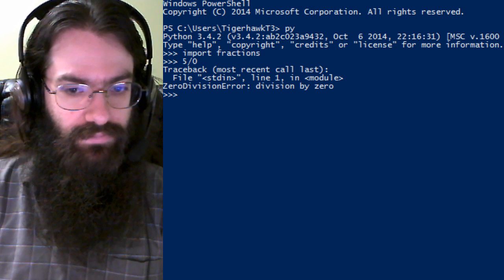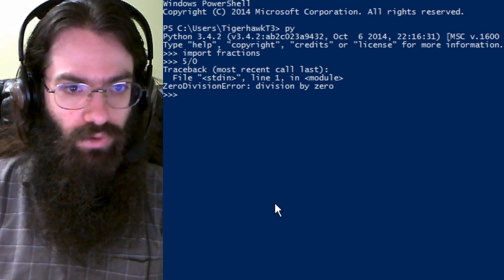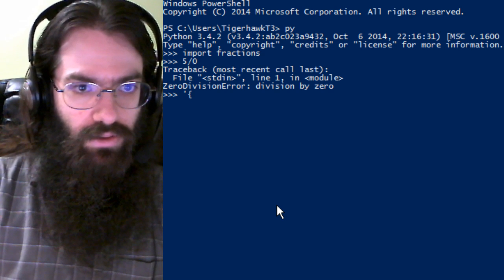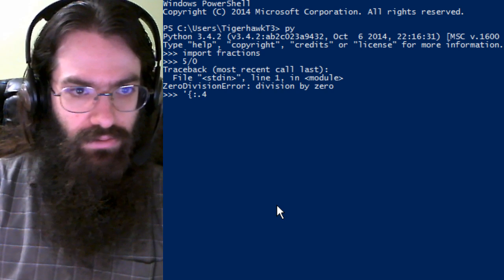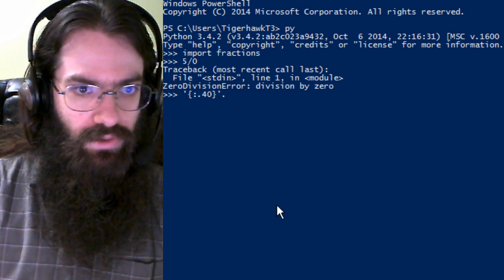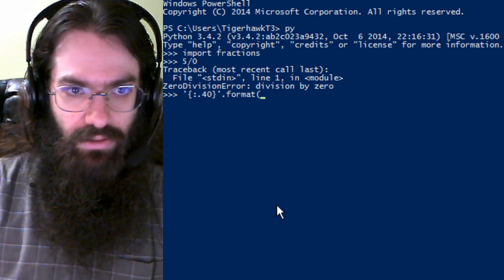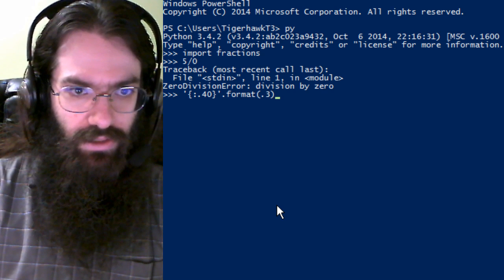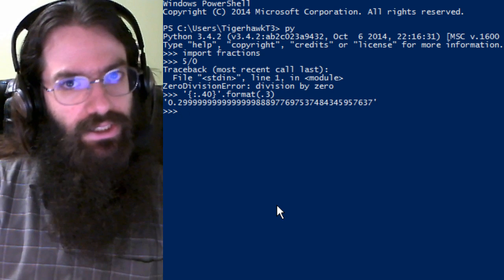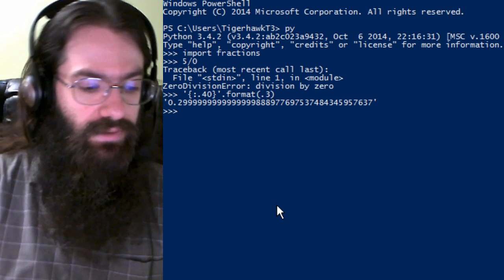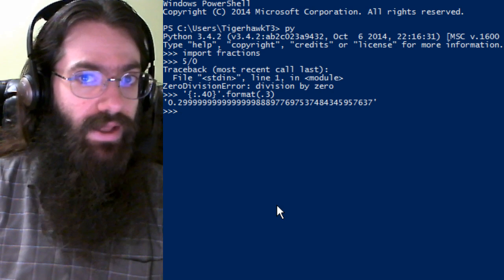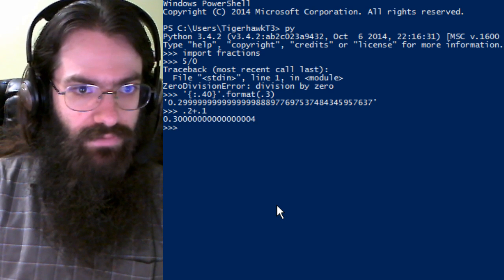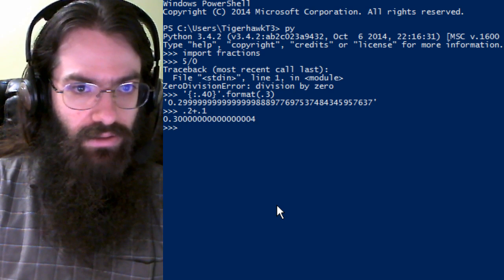So 0.3, let's see, how about 40 of them, format, 0.3. It isn't actually 0.3, because it doesn't do that. Does this give us something else? Yeah, a little more than 0.3.